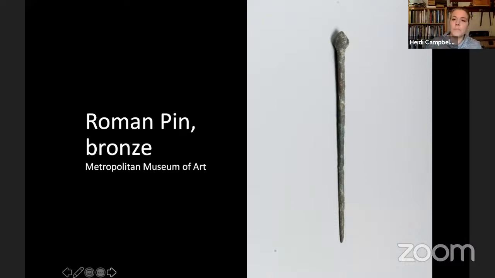I picked this picture because it also shows this transition to having a head on a pin. And I wanted to show that you might want to know the technical terms, I guess you could say. This is the head of the pin. This is the shaft of the pin. And of course, this is the point of the pin.